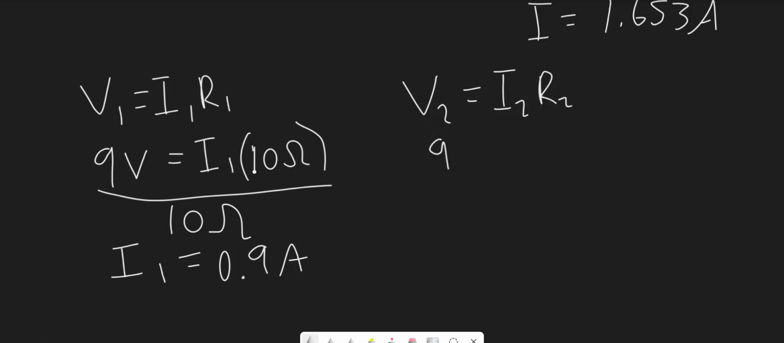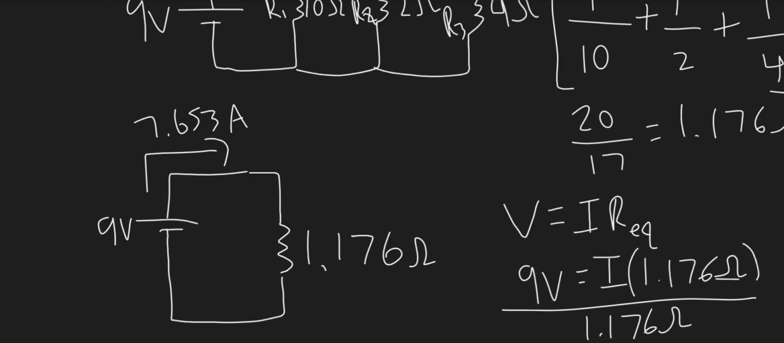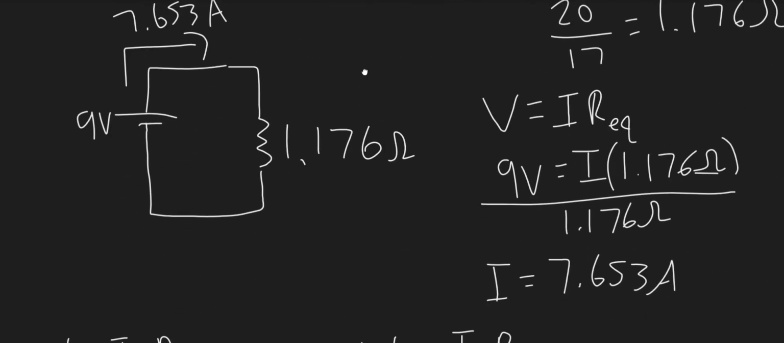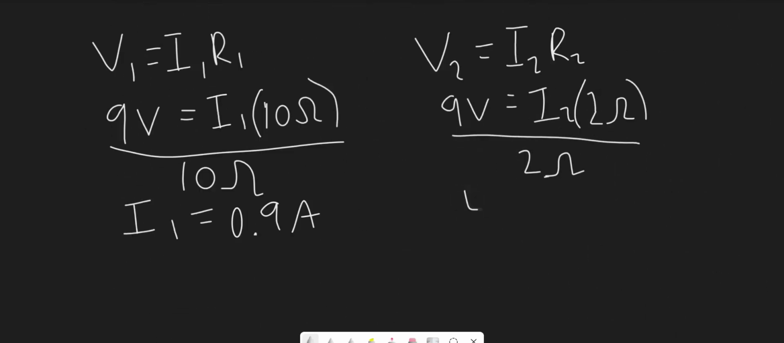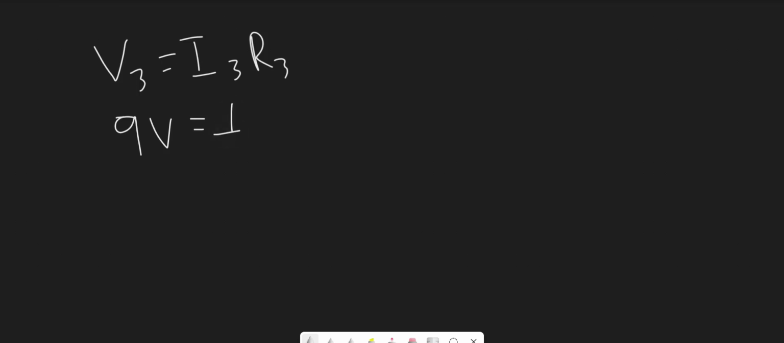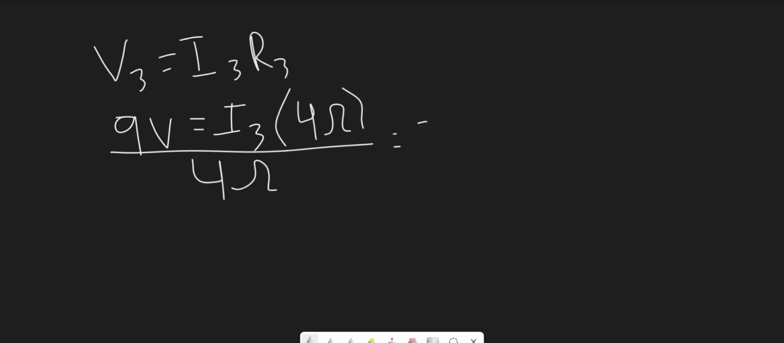So once more, it's going to be 9 volts is equal to I2, because that's what we're solving for. And we know R2 was, what was R2? Let me scroll up real quick. It was 2 ohms. So if we divide both sides by 2 ohms, we'll get 4.5 amps for I2. And lastly, let's solve for R3. So we're going to use V3 equals I3 R3. So we have 9 volts. We don't know what I3 is. And R3 was 4 ohms. So if we divide both sides by 4 ohms, we'll get 2.25 amps of current flowing through resistor 3.